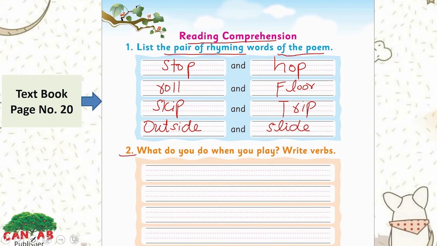Question 2 here. What do you do when you play? Write the verbs. Verbs are action words like skipping, rolling, running, swinging, all this. You have to write those words when you play. Like you run, you skip, you swing, you flip, you skip. What do you do? You have to write it your own here.